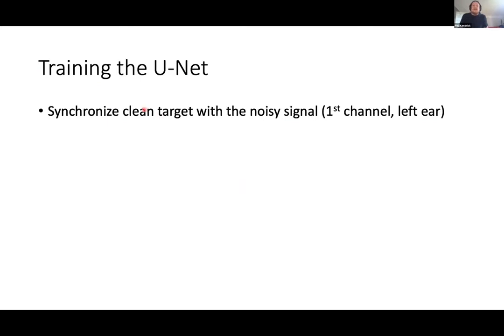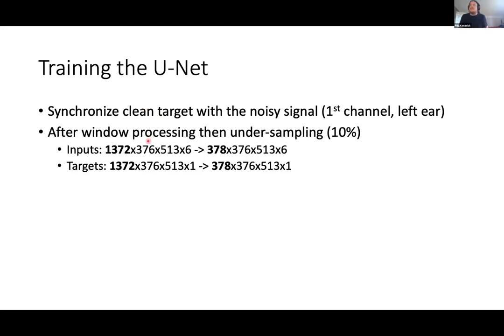In terms of training the Unets, I synchronize the clean target with the noisy channel. In particular, I synchronize only with the first channel of the left ear. What I end up with after window processing is a huge number of spectrograms, 1,372 pairs of inputs and targets. In order to actually get my computer to train, I randomly undersample this, so I only have 10% of these examples remaining. This works because the Unet is calculating an output independent of which input it is. It's just based on whatever it sees.